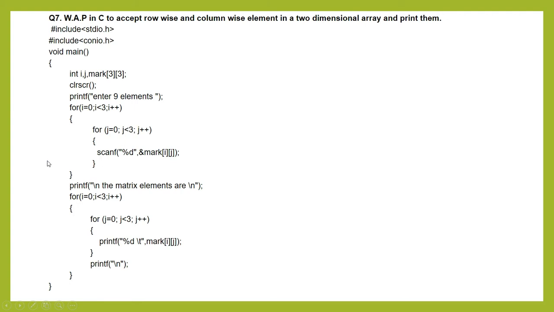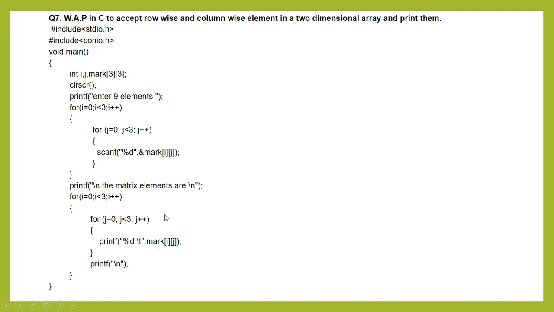Then it moves on to the i value. Now i becomes 1. When i is 1, j starts again from 0 and runs 0, 1, 2 for 3 times. In such a manner, this loop accepts 9 elements into the two dimension array. The same nested loop is there for printing the values: i is 0, i less than 3, j is 0, j less than 3, and printf of mark of i and j. Now see, this is scanf for accepting the value and this is printf for printing the value.